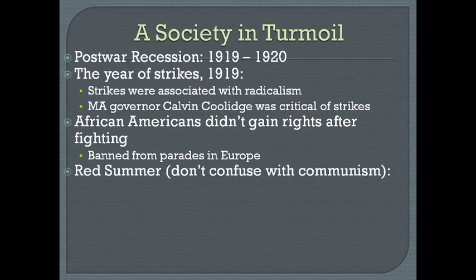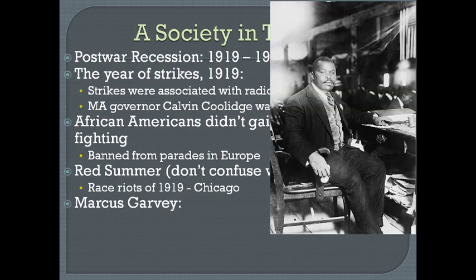Then we have the Red Summer. We briefly talked about this before, but I just want to say, don't confuse this with communism. When we see the term red, we usually associate that with communism, and it does, but not this. This has nothing to do with communism, but rather these are race riots that occurred during 1919 as races began to assimilate with each other. And although this happened nationwide, in Chicago there was definitely an infamous race riot that happened.